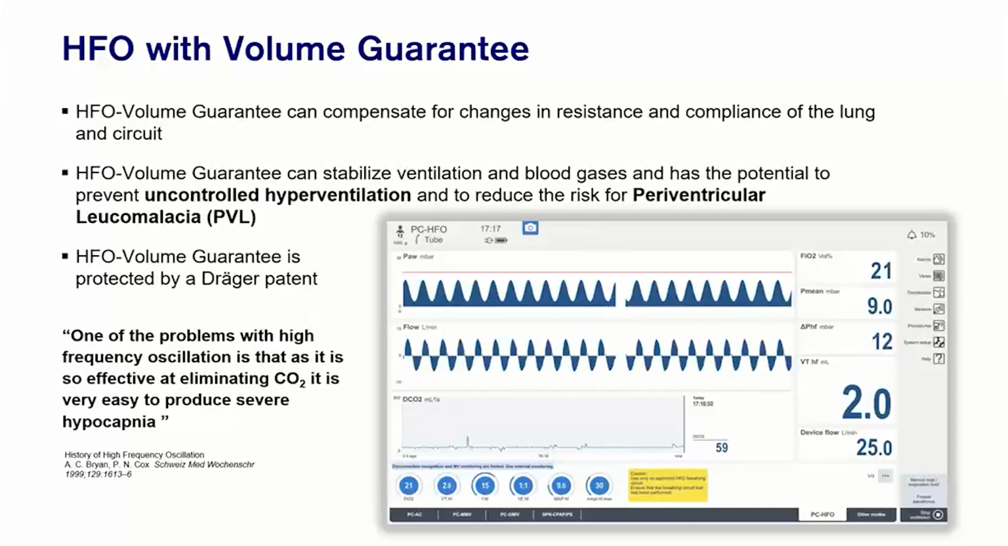And we have heard this already. We have to be careful in high frequency oscillation with its capability to remove CO2 from the blood. And there's one statement which was from a Swiss newspaper here. This was even in 1999. There it says one of the problems with high frequency oscillation is that, as it is so effective at eliminating CO2, it is very easy to produce severe hypocapnia.